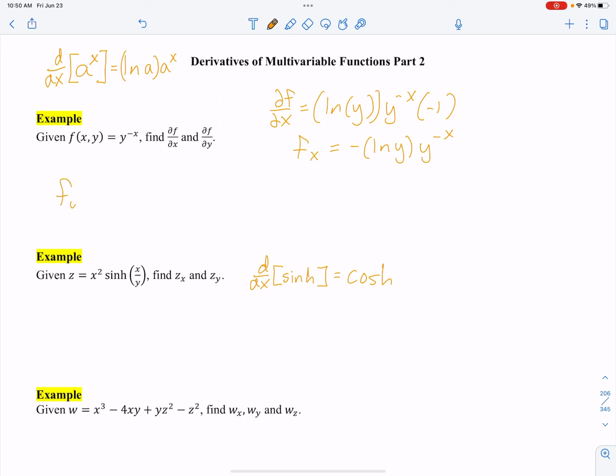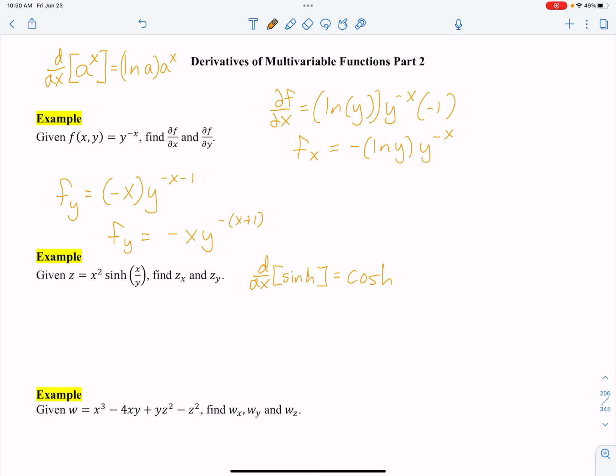Let's now do our partial with respect to y. So now, y to the negative x is a power of y, with negative x a constant. This is going to be a little weird. It's just a power rule. The negative x comes down, and then I subtract 1 from the power. So the partial with respect to y is negative x times y to the negative x minus 1. I think this looks cleaner factoring out the negative, but you don't have to do it.